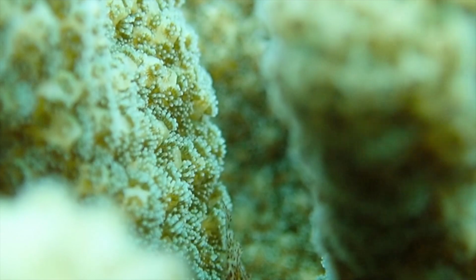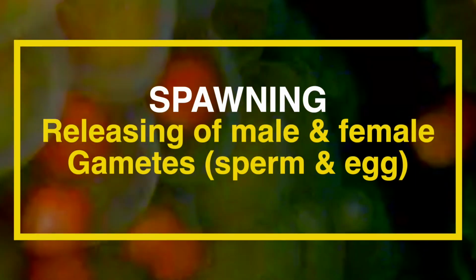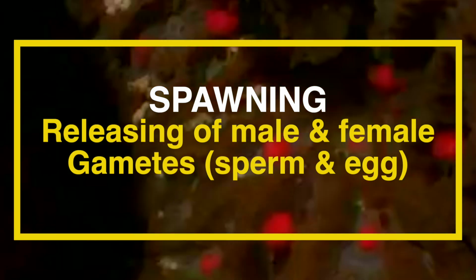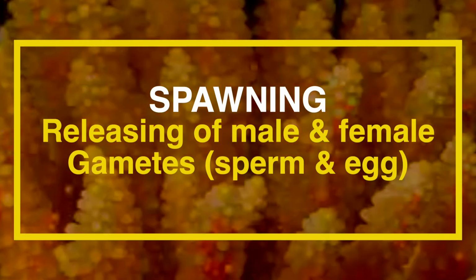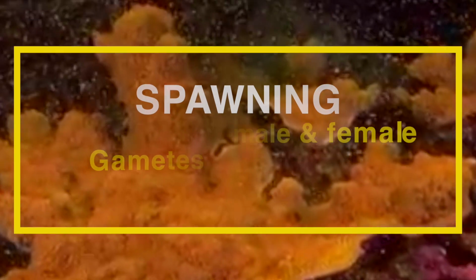Most corals reproduce sexually, with eggs and sperm released into the water column during a mass spawning event. These events are often synchronized with the lunar cycle and can result in the release of millions of gametes at once.